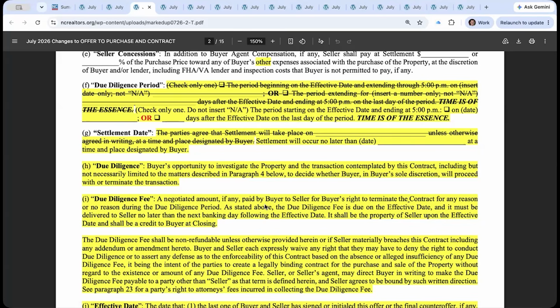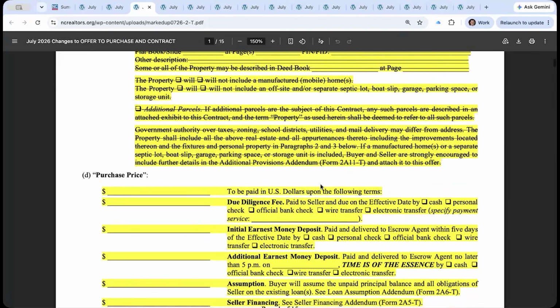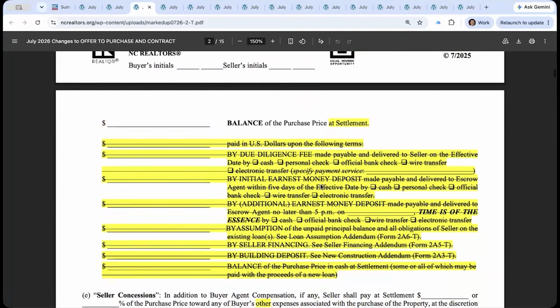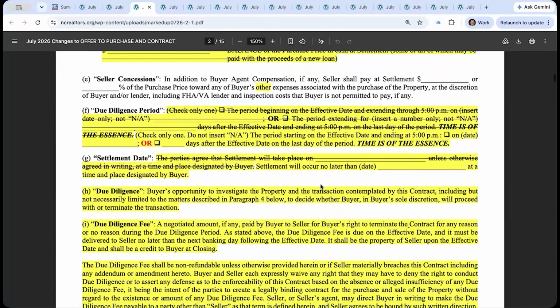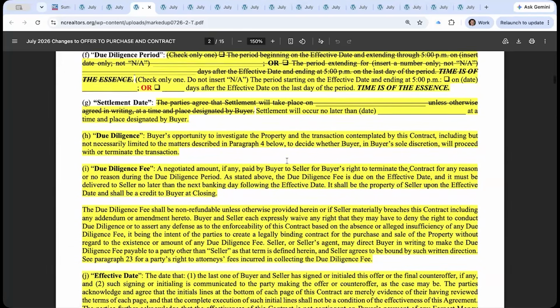Okay, so that's how that new mechanism works. All right, going back up a little bit here. There's no other real big changes in here that I think we need to cover, but I will note you can notice that seller concessions have not changed. So here, in addition to buyer agent compensation, if any, seller shall pay at settlement, et cetera, et cetera. Okay. So that makes an accommodation for the new Form 220.